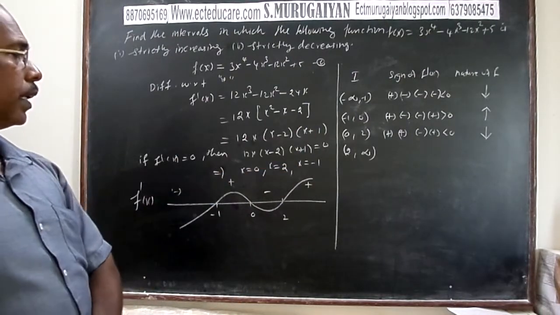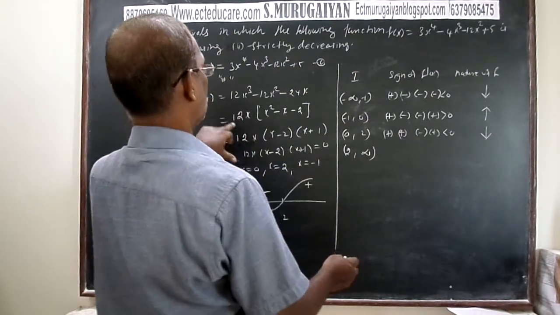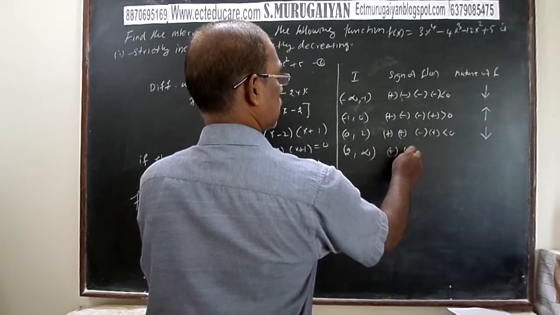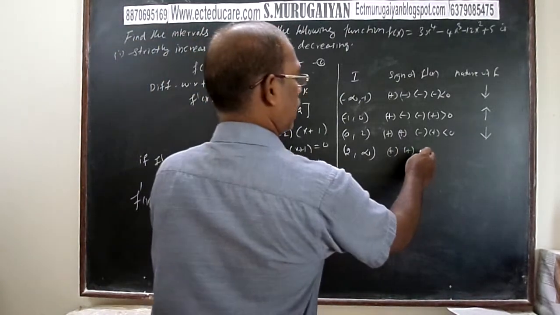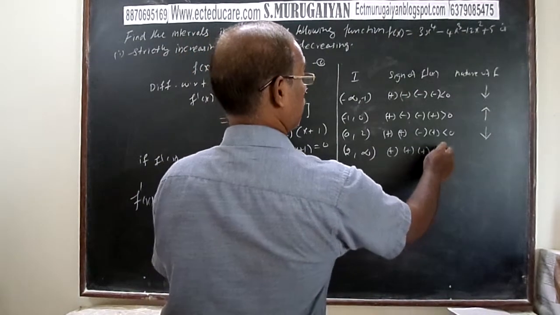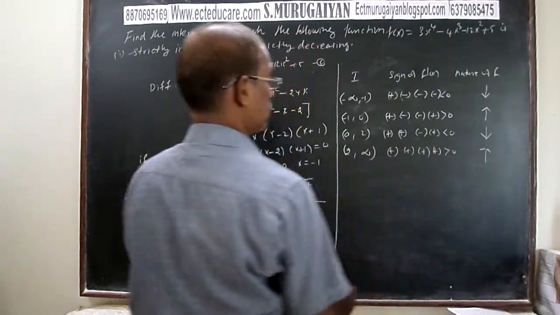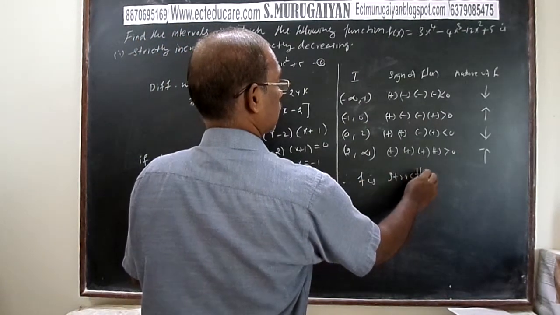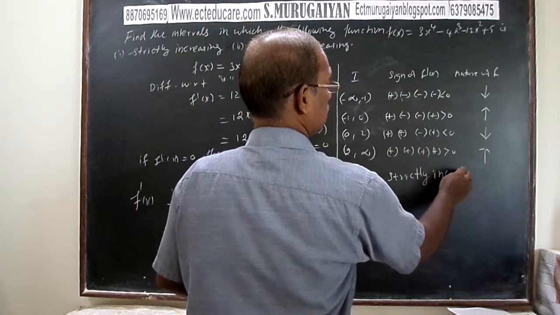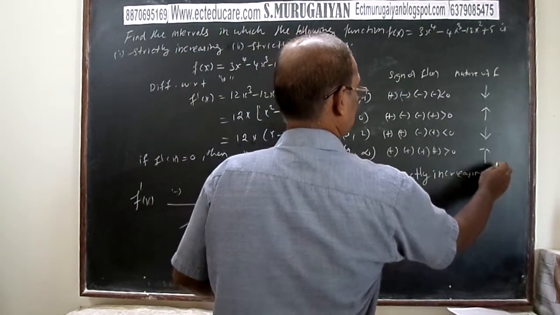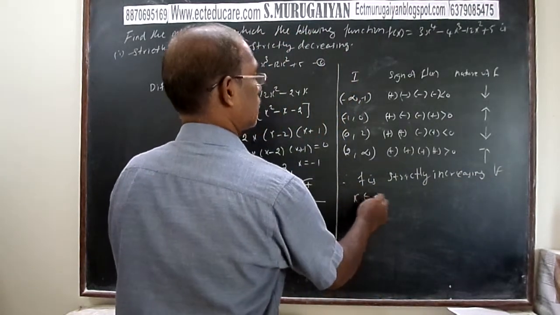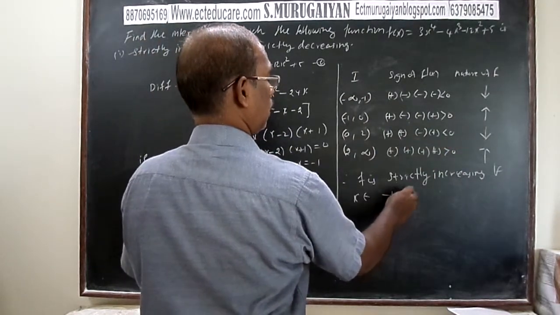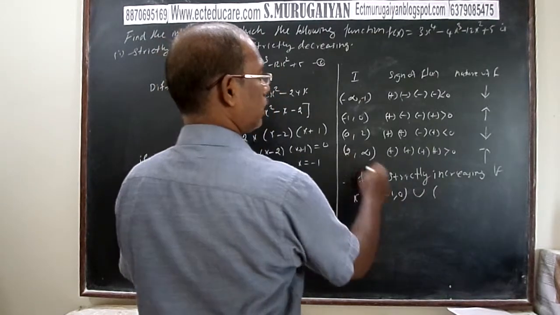In the interval 2 to infinity, we can take 3: the factor 12 is positive, x is 3, positive, 3 - 2 is 1, positive, and 3 + 1 is 4, positive. So positive means increasing. Therefore, f is strictly increasing for all x belonging to the interval -1 to 0 union 2 to infinity.